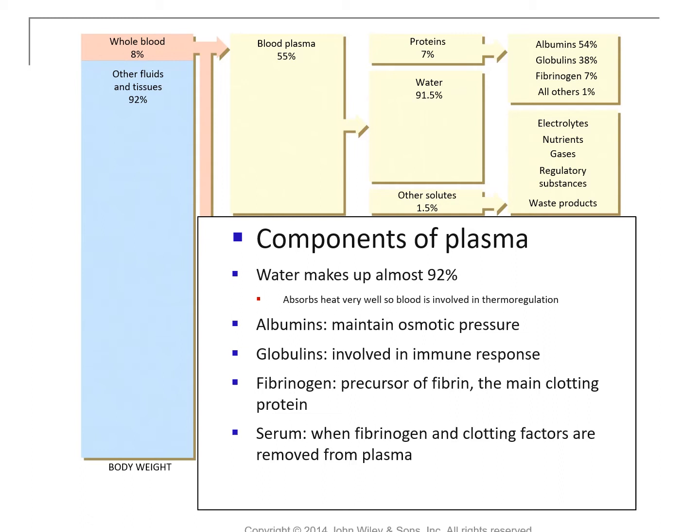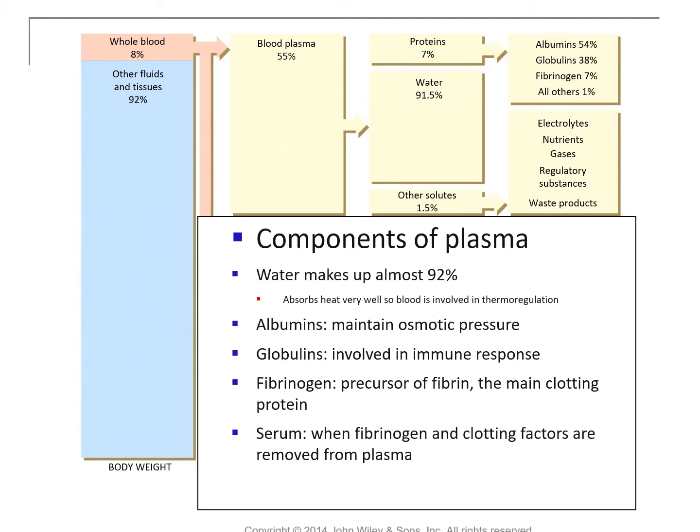So other proteins, albumins maintain osmotic pressure. And basically what this means is that albumins serve as the particles that can pull water across membranes, more specifically across capillary membranes towards them. So as long as you have a certain concentration of albumins in the bloodstream, you should also have a certain concentration of water in the bloodstream.